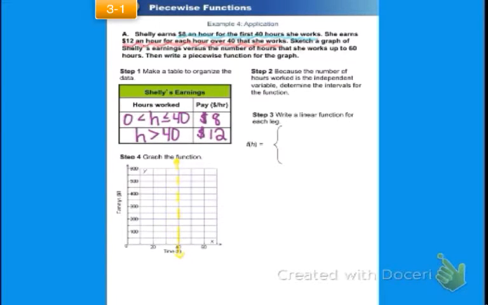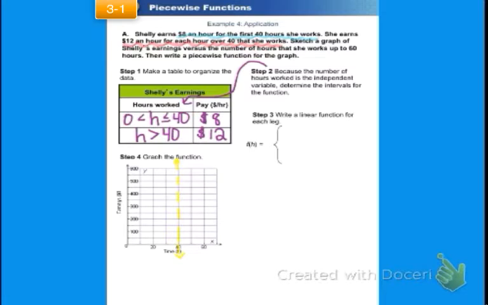So she got paid $8 per hour for the first 40, but then that final hour she got paid $12. So that's something to really think about. That's going to be kind of tricky as we write a function to describe that. So step 2 says, because the number of hours worked is the independent variable, determine the intervals for the function. So we did that. Here are the intervals that we just determined right there.